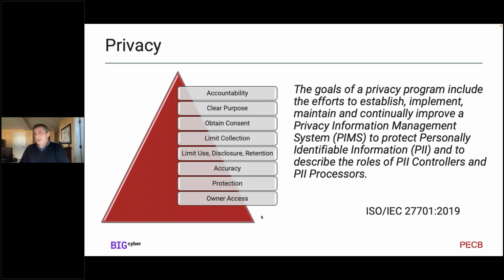But the goals of privacy. Obviously, you want to establish, implement, maintain, and continually improve a PIMS, a privacy information management system. Like the ISMS, the PIMS is a set of processes, a set of information, and a set of people requirements that help to drive your privacy program within your organization. A lot of organizations just write a privacy policy and figure that's it, we're done.